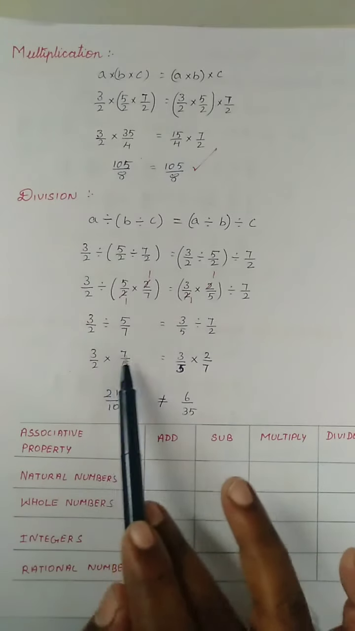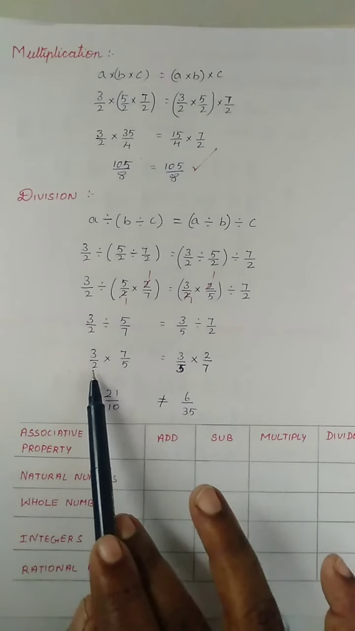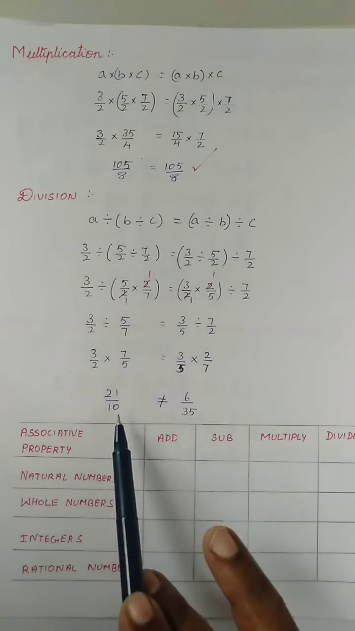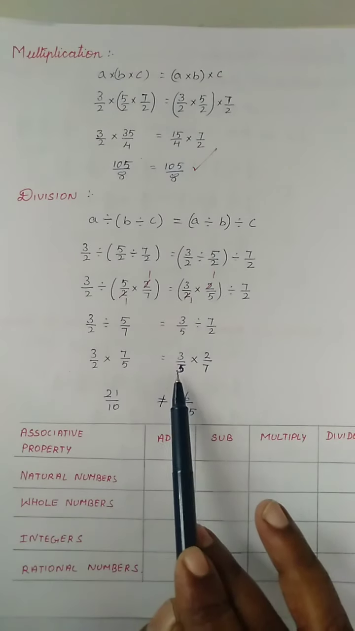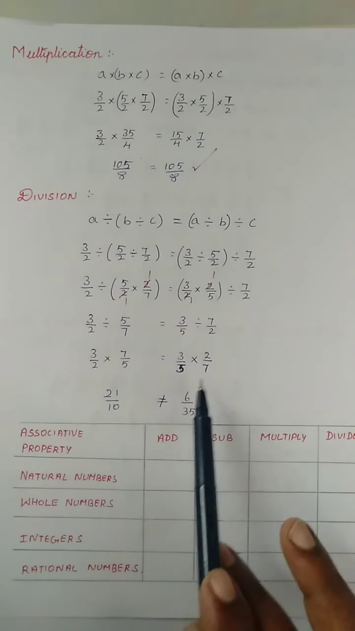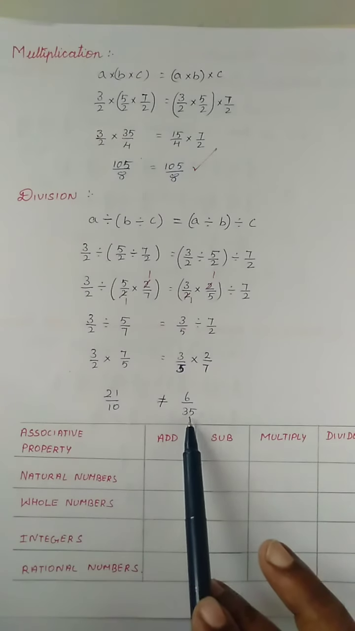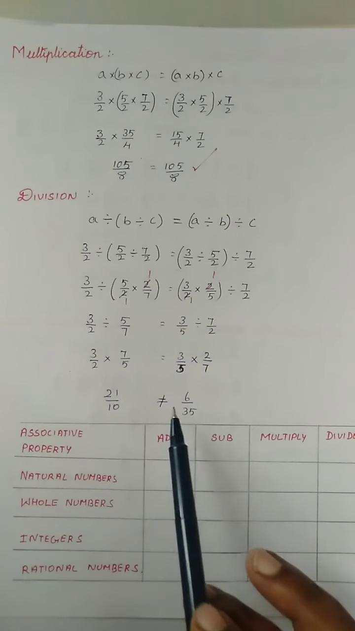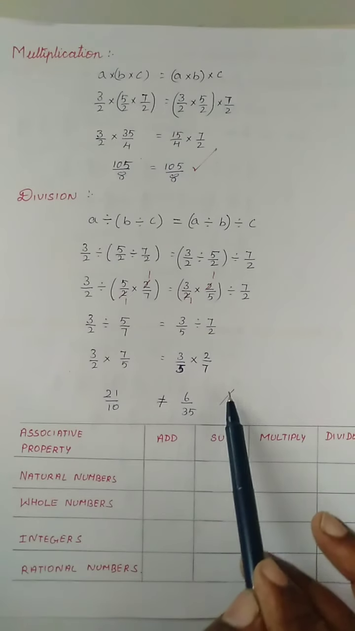Now multiply the numerators and denominators. So 3 7s are 21, 5 2s are 10. So in the left hand side we have 21 by 10. In the right hand side 3 2s are 6, 7 5s are 35. So in the right hand side we got 6 by 35, which is entirely different. So associative property of division for rational numbers is not true.